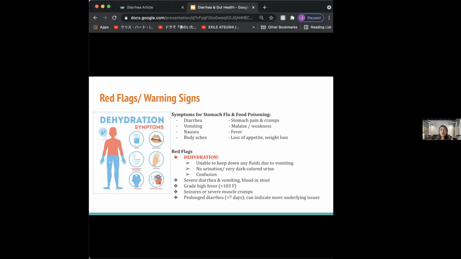A lot of times when you don't have enough water in you, you can get headaches or confusion. Some other red flags we should look for are a very high grade fever. Then we need to check in and be like, okay, something's going on. This is not normal. Also seizure or severe muscle cramp, and any prolonged diarrhea more than 7 days can indicate that this is not food poisoning or stomach flu. It might be that the client hasn't been diagnosed for other conditions like Crohn's disease, irritable bowel syndrome, or other things that can cause diarrhea.